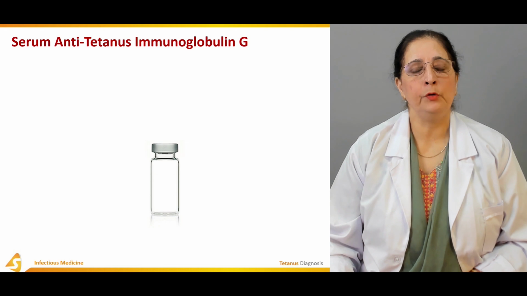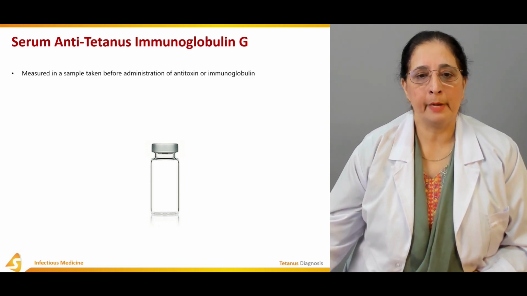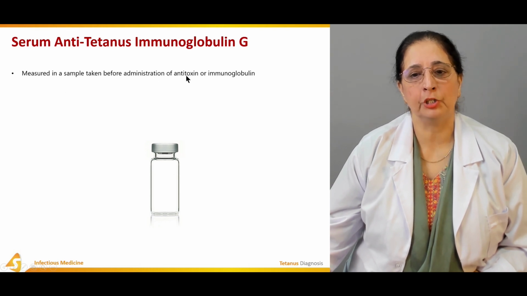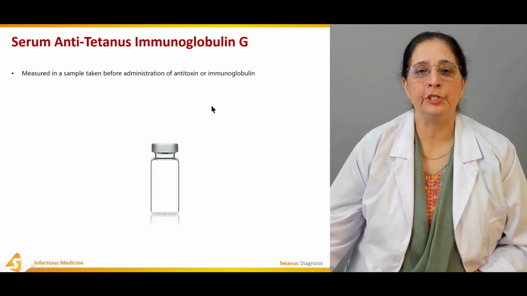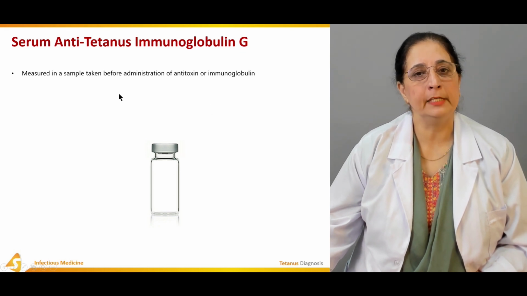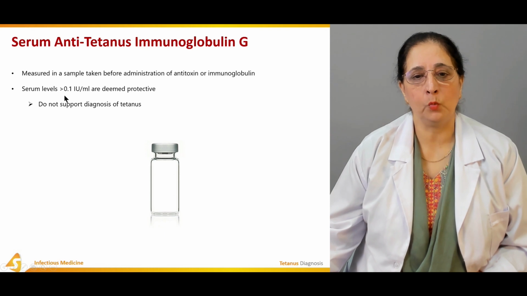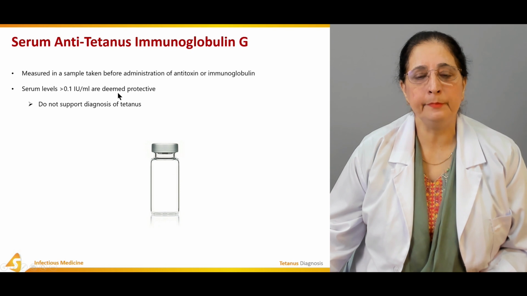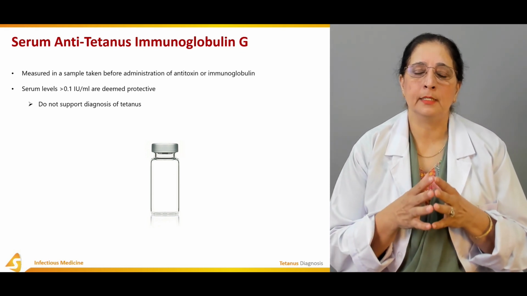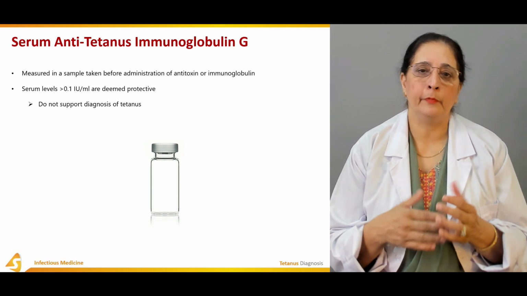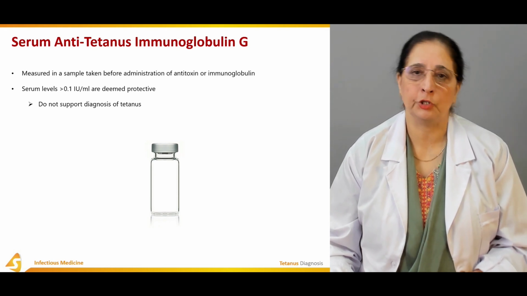Serum anti-tetanus immunoglobulin G is against tetanus, it is the immunization. It is measured in a sample taken before administration of antitoxin or immunoglobulin. So the serum anti-tetanus immunoglobulin G level should be measured before we give the dose of antitoxin or immunoglobulin. Serum levels more than 0.1 international unit per ml are deemed protective and do not support the diagnosis of tetanus. So we should measure the level before initiating the immunization or before giving the antitoxin or immunoglobulin.